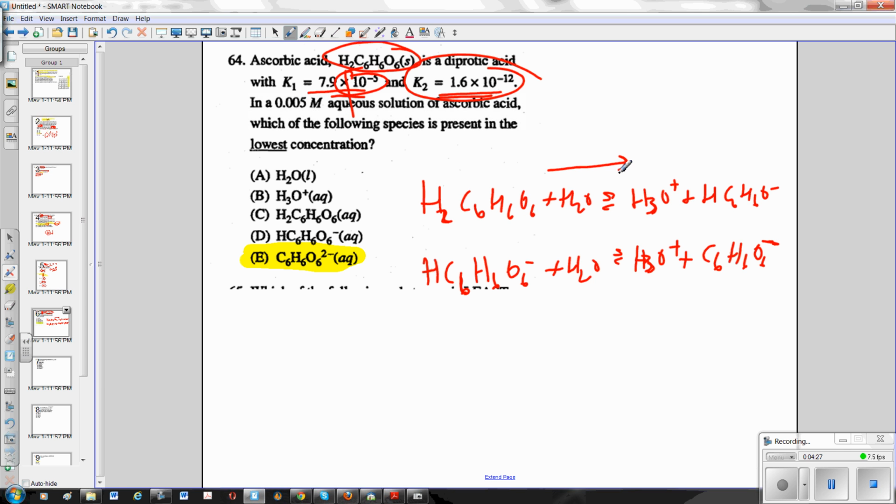This barely happens. This is 10 to the negative 12. This barely happens. So it's got to be one of these two things that would be the least amount of species or the lowest concentration. Well, if you see H3O+ there twice, that was going to have a greater concentration. So the one with the lowest concentration is going to be the ion when you rip all the H's off. It's going to happen very little because it's 10 to the negative 12th. So that's why E is your correct answer.